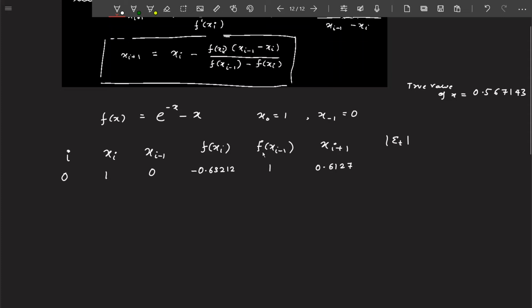Okay, so calculate the percentage error from this and you'll find out the percentage error comes out to be 8%. Let's move on to the next iteration. So the current value for the next iteration becomes your previous value, and the previous to previous value will become your previous value. Okay, your previous value will become previous to previous value.